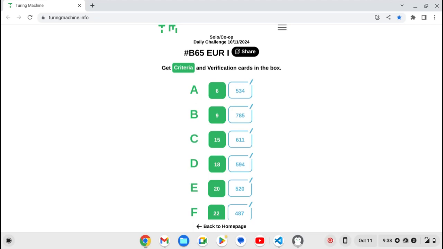Let's begin. Today is October 11th, 2024, and we're solving the Daily Turing Machine Puzzle. Today's puzzle uses the following 6 criteria cards: criteria card 6, 9, 15, 18, 20, and 22. And the puzzle uses the blue verification cards. The code above is your way to get more information on today's puzzle by searching the code on turingmachine.info. Let's go solve.